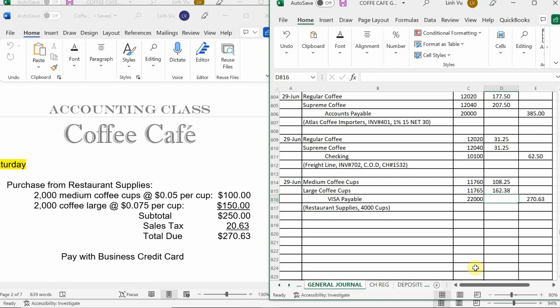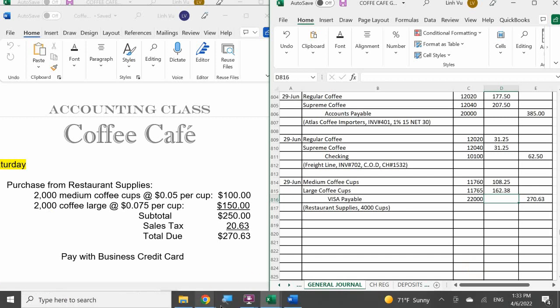Not a purchase order, right? Because in this case, we're just buying supplies from the store itself. We didn't order it. We went to the physical store and bought it. You go to the ledger after. We're going to go to the ledger and update our accounts.